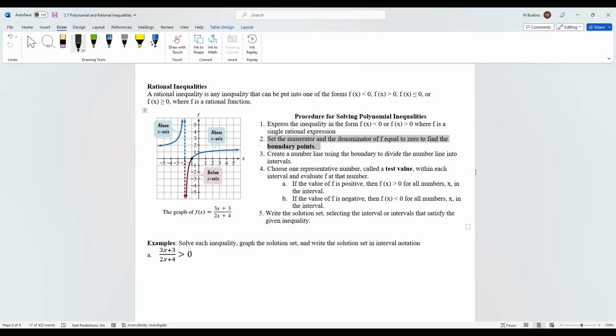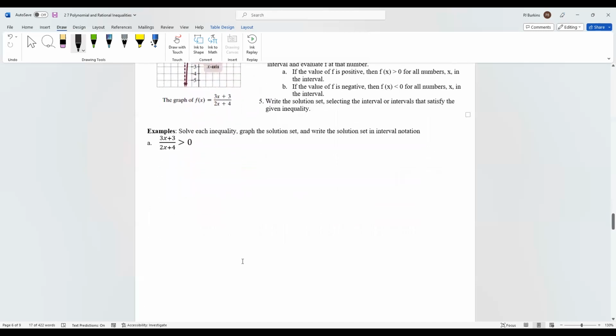Then just like before, we'll create a number line. We'll break it up because of the boundary points and find test values in the intervals created. If the value is positive in that interval, then everything in there is positive. If it's negative, everything in there is negative. And then once we have determined all of that, we write out our solution set. So let's go ahead and take a look at an example.